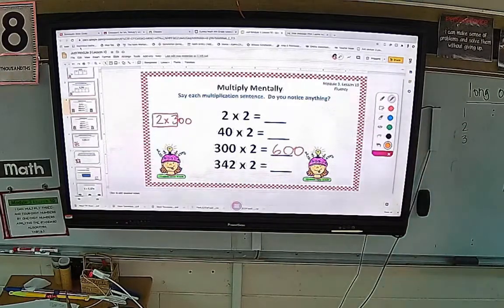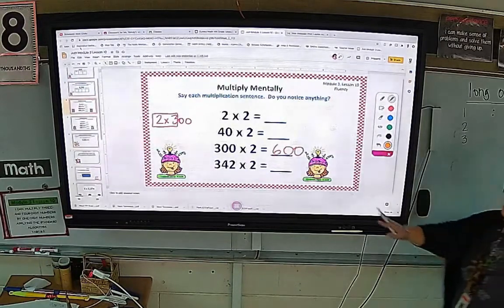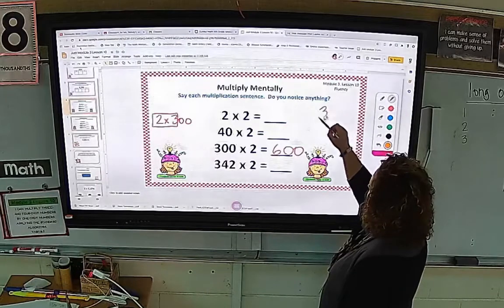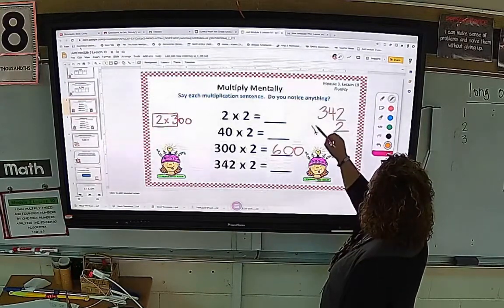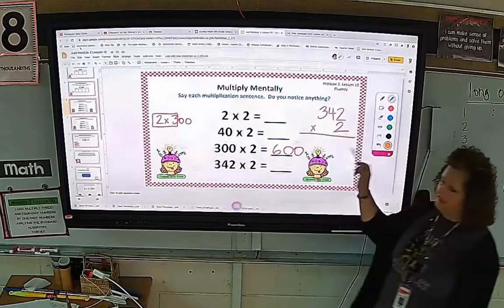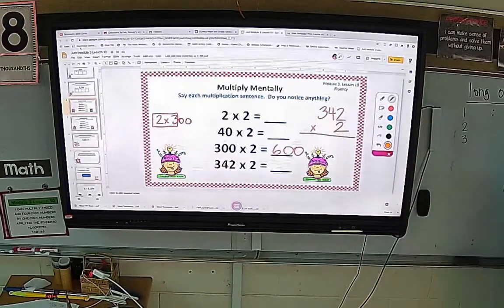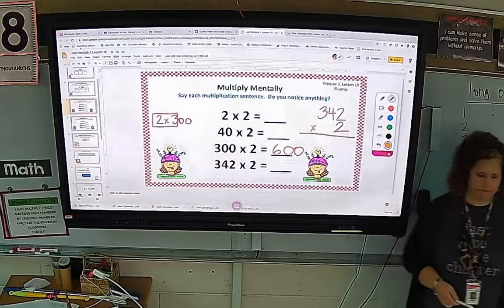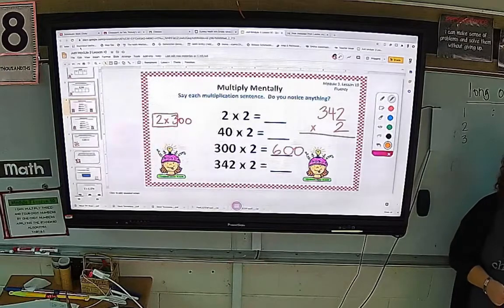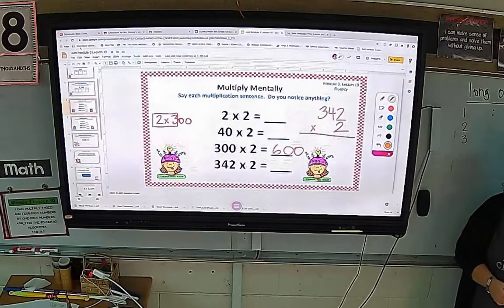Okay. I want everybody to try and come up with that answer. And if you have to, picture it like this. Picture it turned this way. And think about what we did yesterday. Yesterday's standard algorithm might be helping a lot of you do this kind of mental math. Okay? I want everybody to have an answer in mind. What would that be?